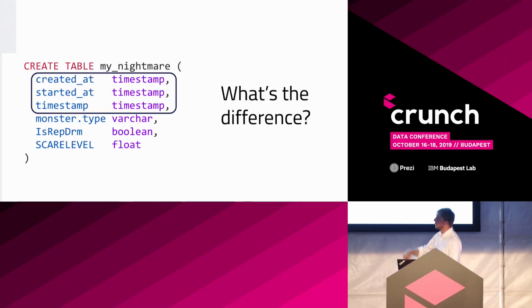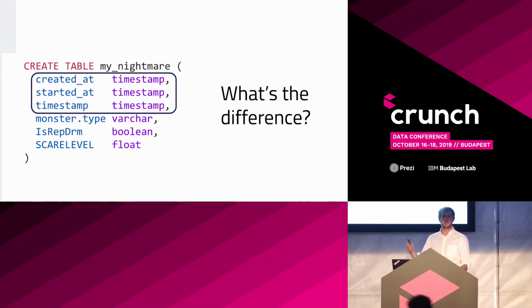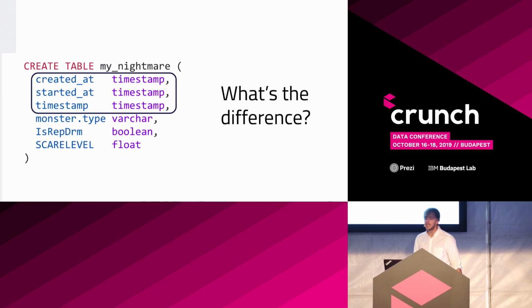So here's an example of things that we commonly see that really go wrong. This is my nightmare table. So what are some of the problems here? You'll often see stuff like this, where there are columns that are all named kind of the same thing, and you're like, wait, what's the difference between these things? One data scientist might use created at for their analysis. One might use started at, and nobody actually knows what the difference is.